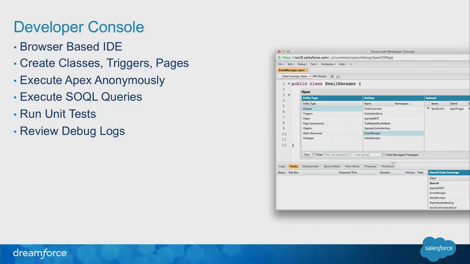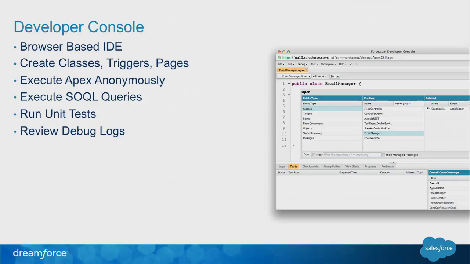So as I was saying, what we're going to do is use the developer console today. It's a browser-based IDE. Create classes, triggers, pages, execute Apex anonymously. What that means is you can run chunks of code in the execute Apex, and it'll run and it'll fire, and you don't have to actually save the class or the methods.